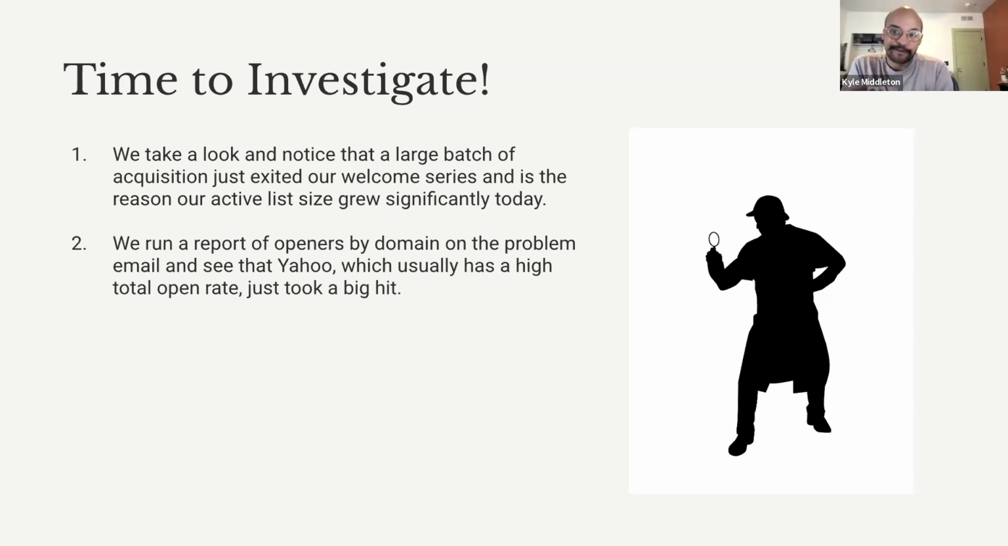So after we did this, we would run a report of openers by domain on the email that had a problem. And we noticed that Yahoo, which usually has a really high total open rate, just took a big hit. Let's say for the sake of the scenario, maybe it was typically at 40%, and now it's at 20. We know something is off here. So now we have identified that a large batch of paid acquisition has just come onto our active list. And on the email that we had a problem with this morning, Yahoo's down. So we go to the next slide.